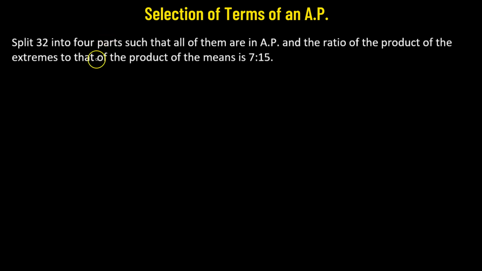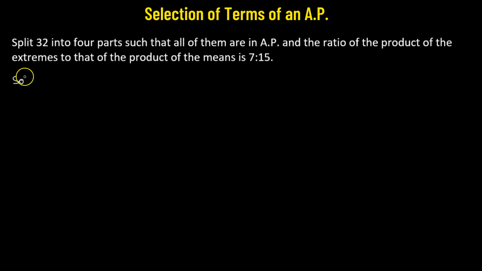We want to split the number 32 into 4 parts such that all of the 4 parts are in AP, that means an arithmetic progression, and also the ratio of the product of the extremes to that of the product of the means is 7:15.